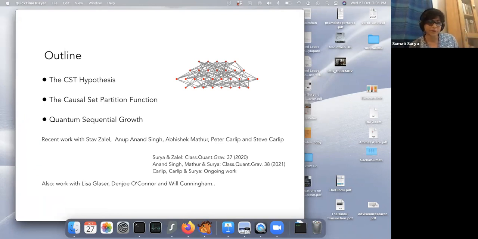This is recent work. I will talk about recent work with Stav Zalel, who is a student of Faye Dowker. She just defended. That'll be the work on quantum sequential growth, as well as some work with students of mine, Anupanand Singh and Abhishek Mathur, on the causal set partition function, and more recently, work with Peter and Steve Carlip, which is still ongoing work. There is also a slide with work done with various collaborators, including Lisa and Dindru and Will, but I will not talk about those models extensively, just briefly comment on them.